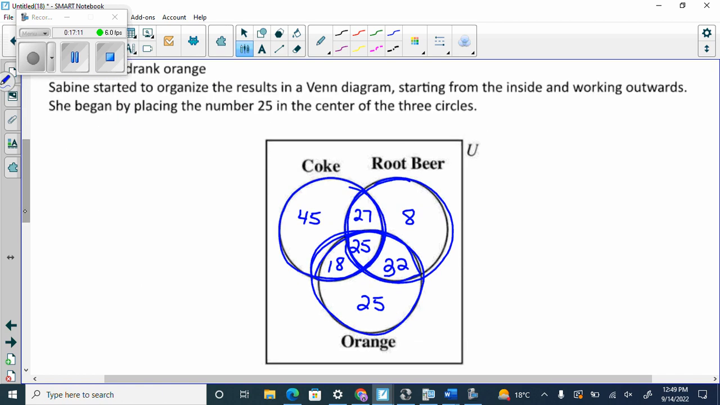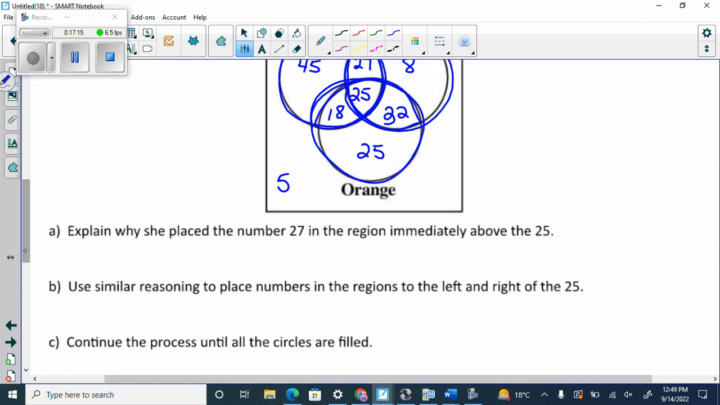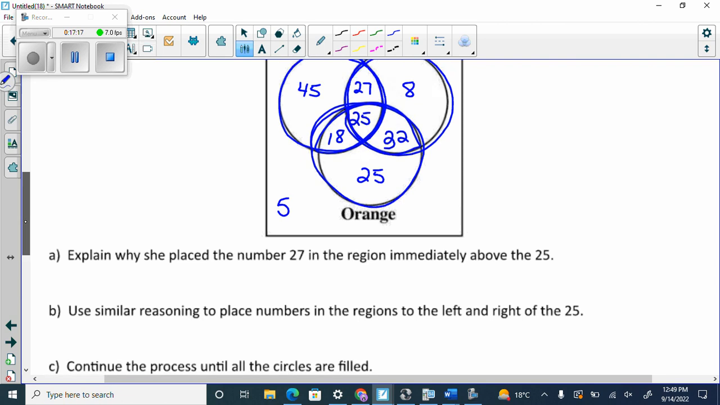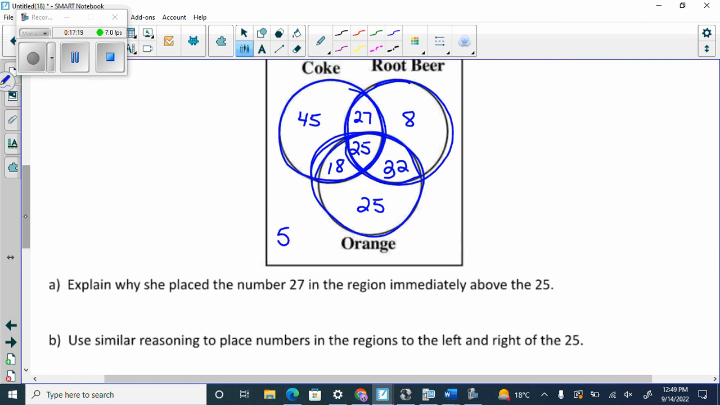Okay. So here it says, explain why she placed 27 in the region directly above the 25. Because we had to find out who drank Coke and root beer only, so we have to subtract them, right? Because 27 represents the drank Coke and root beer only, or Coke and root beer but not orange. And B says, use similar reason to place the numbers in the region to the left of 25. So on the left of 25, we had to subtract to get our 18. Then it says to continue.